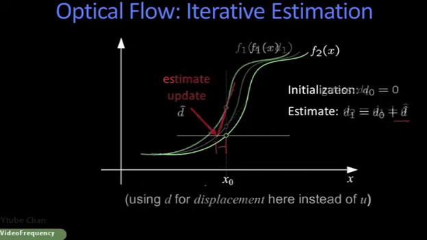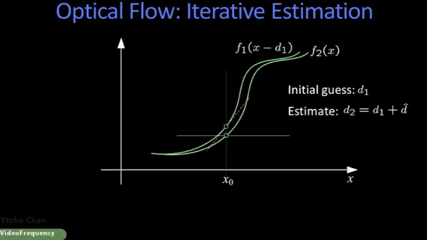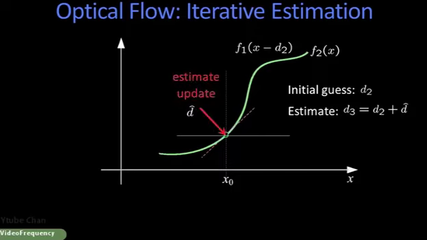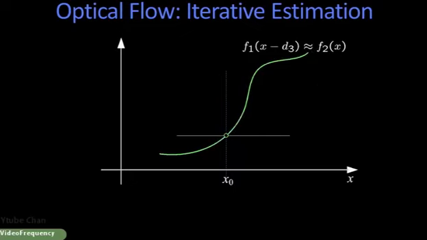So let me do that displacement, and I end up there. Now I've got my d1, which was just d0 plus my new estimate. And guess what? I have to do it again. So now I take a look and say, I have to move this amount. So I add that to my d, and I move it that much. And guess what? I do it again. Estimate tiny little d hat this time, and voila, it turns out that f1 of x minus d3 is almost exactly f2 at this point. That's the iterative refinement.